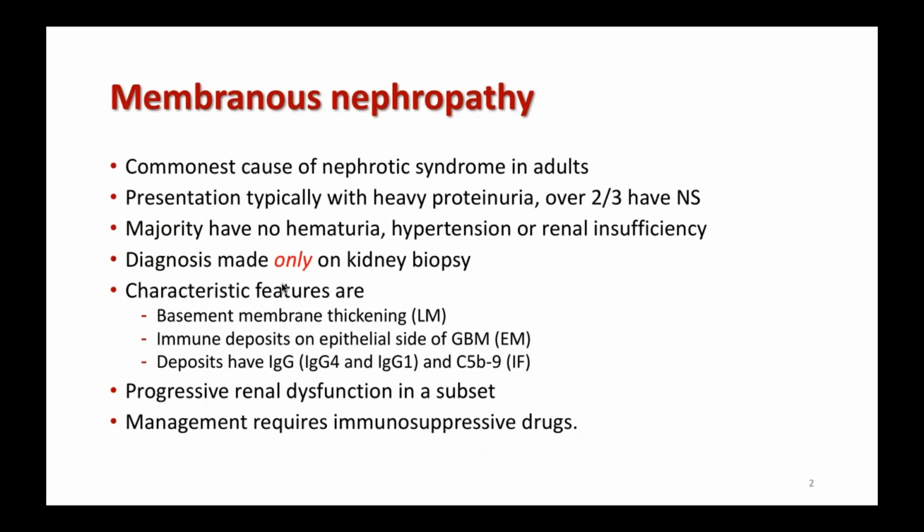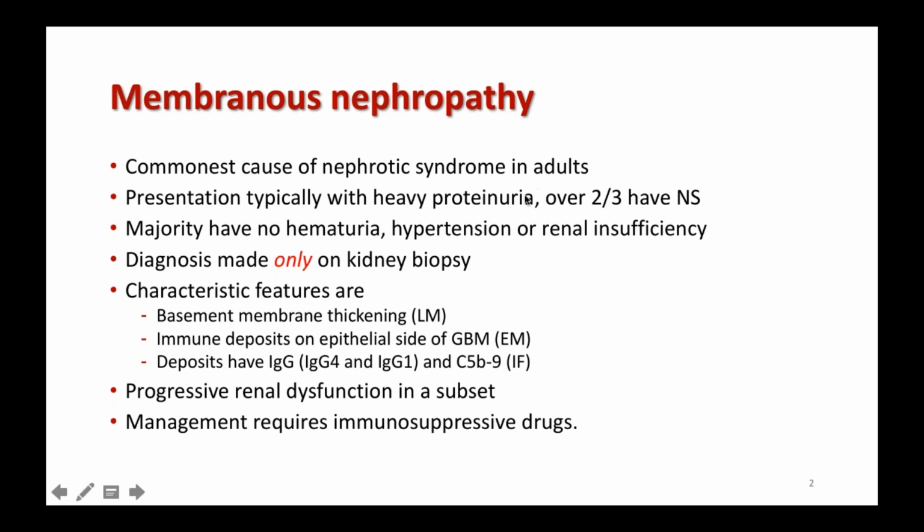So, let's start by recapping some of the well-known concepts of membranous nephropathy. The first thing to say is that membranous nephropathy is the commonest cause of nephrotic syndrome in the adults. It presents typically with heavy proteinuria, and most patients have nephrotic syndrome, but do not have any hematuria, hypertension, or renal insufficiency at the time of presentation. The diagnosis of nephrotic syndrome is made usually only on kidney biopsy so far, but that is likely to change over the coming months and years.